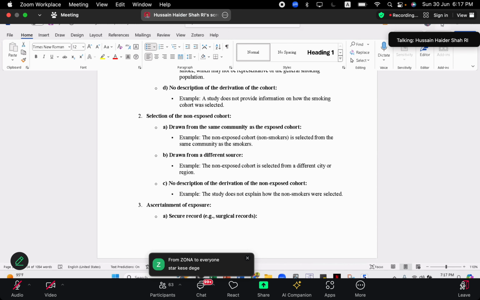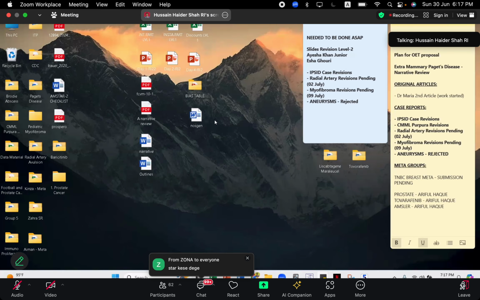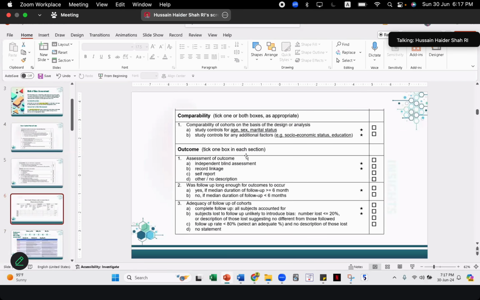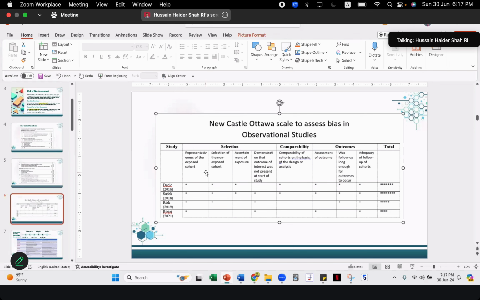How will we give the star? Zona, you are asking how we will give the star. We will just make it like this. Let me tell you how we will make a table like this. We make this table, and inside this table we add the blocks of the questions. Now if these are the studies: DUSIC, SADC, RISC, and BCC, so if these are 4 cohorts, and my first cohort study, DUSIC, is addressing the representativeness of the exposed cohort, I will just mark 1 star for this. We copy and paste this table in our manuscript, but this is how we make the table.